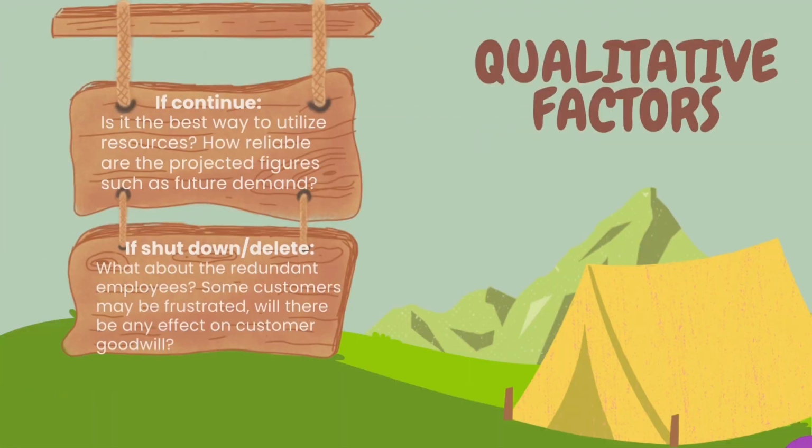Next is qualitative factors for discontinuing a segment. If the company decided to continue, is it the best way to utilize resources? Determining the best way to utilize resources is a complex task that depends on various factors, including the specific context, goals, and available alternatives. There is no universally applicable answer, as what may be considered the best utilization of resources in one situation may not be the same in another.